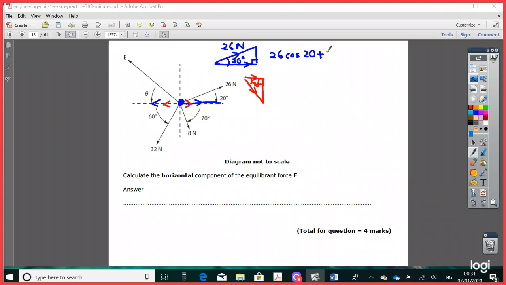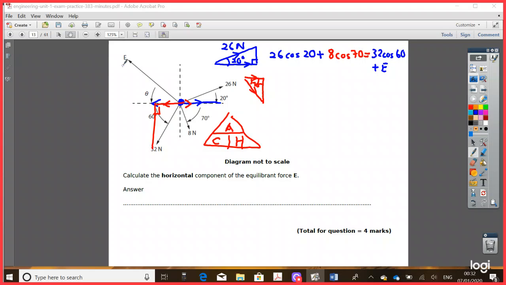So it's going to be plus 8 cos 70, and that should equal the underside. Okay, so that's going to be 60. I'm not going to draw this. I'm just going to go 32, and that's the right angle. So therefore this is the adjacent. So it's again cos. Remember, cos is soh cah toa, CAH, and if you're looking for the adjacent, you multiply the cos and the hypotenuse together. We're trying to find the adjacent, so it's going to be 32 cos 60. So it's going to equal 32 cos 60 add E cos theta.